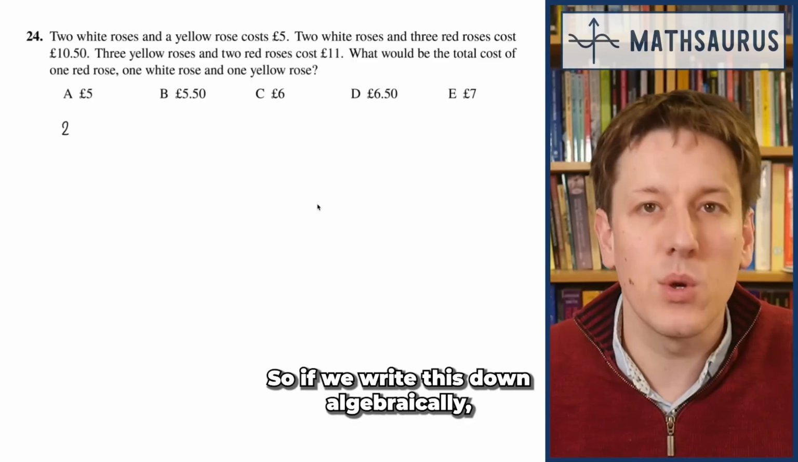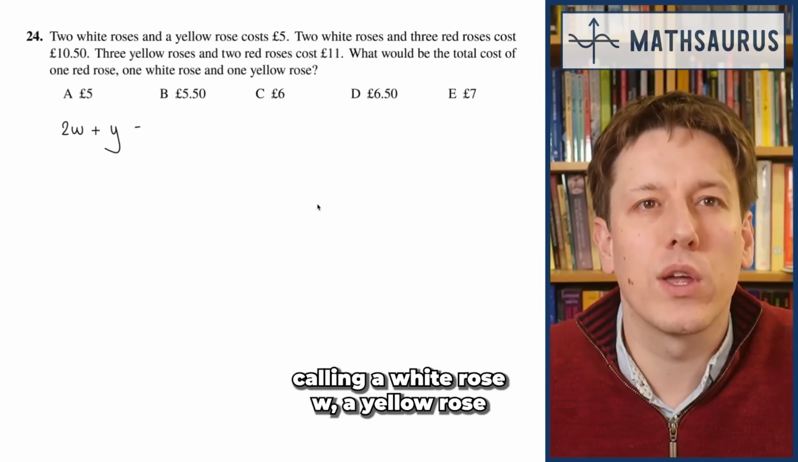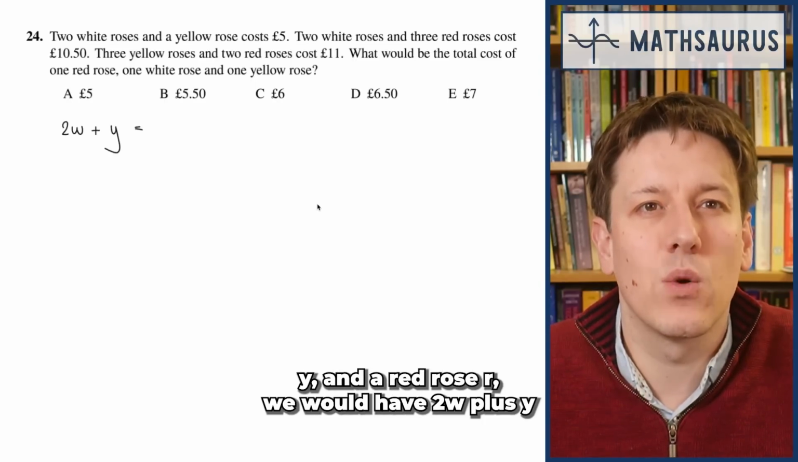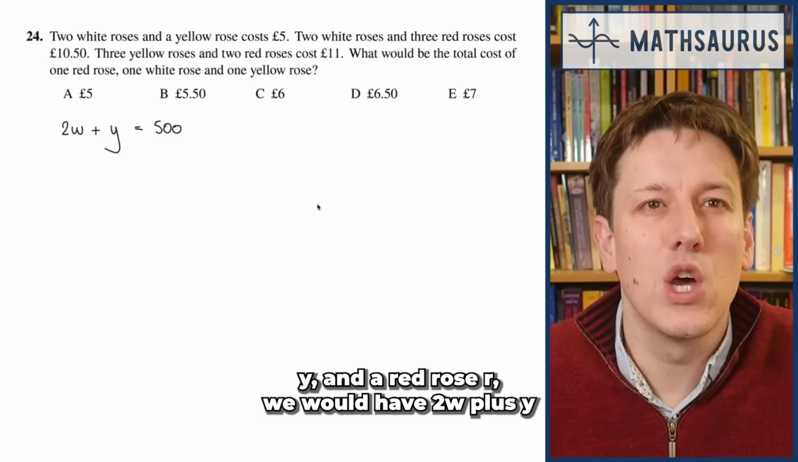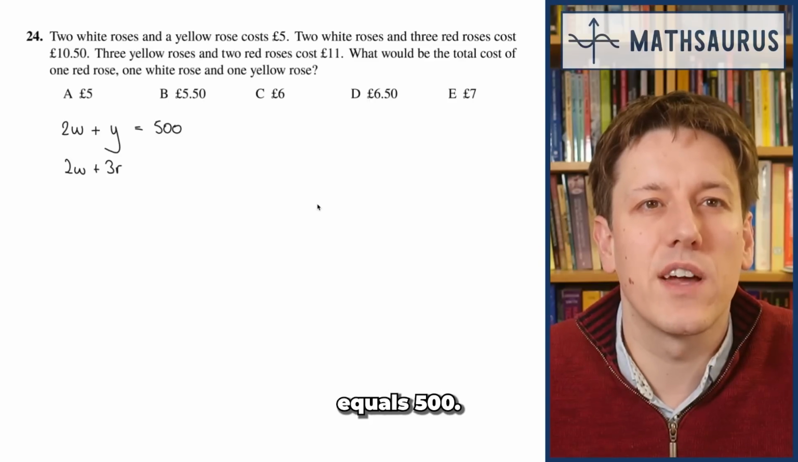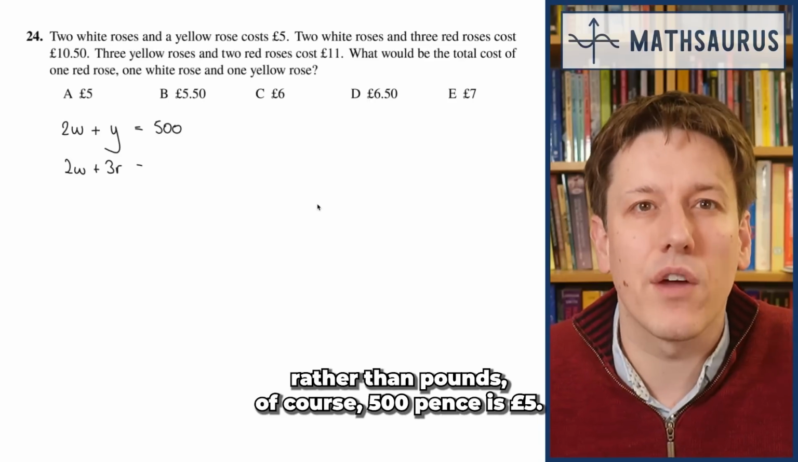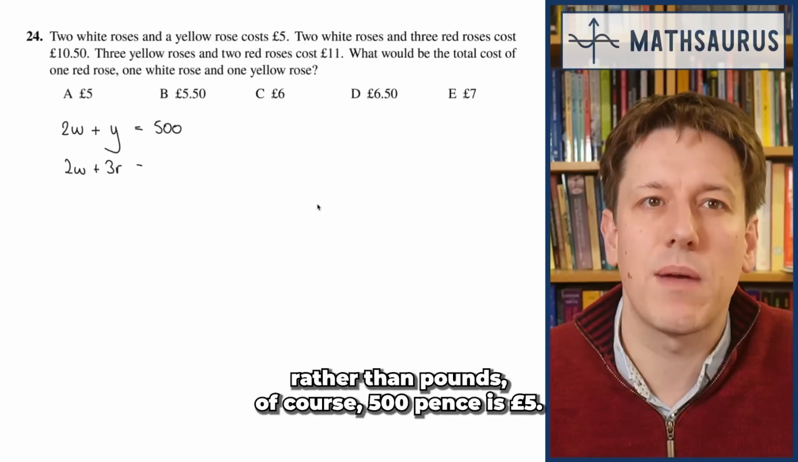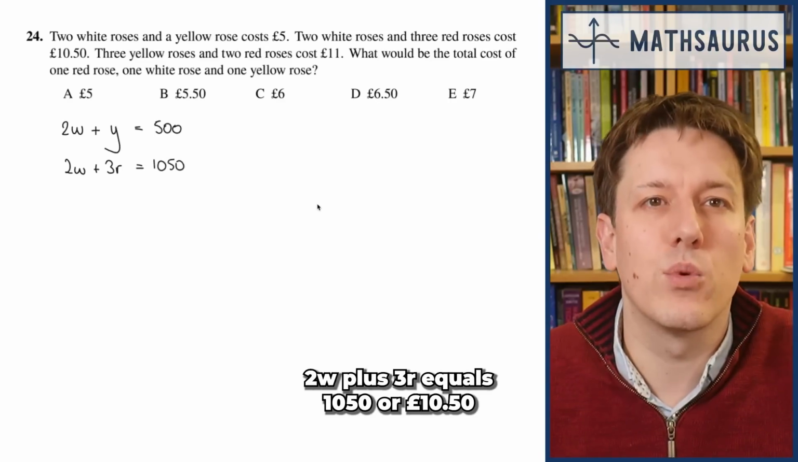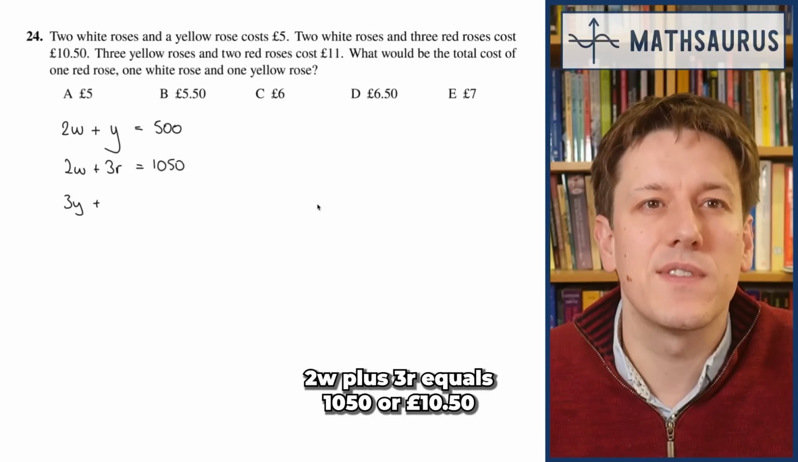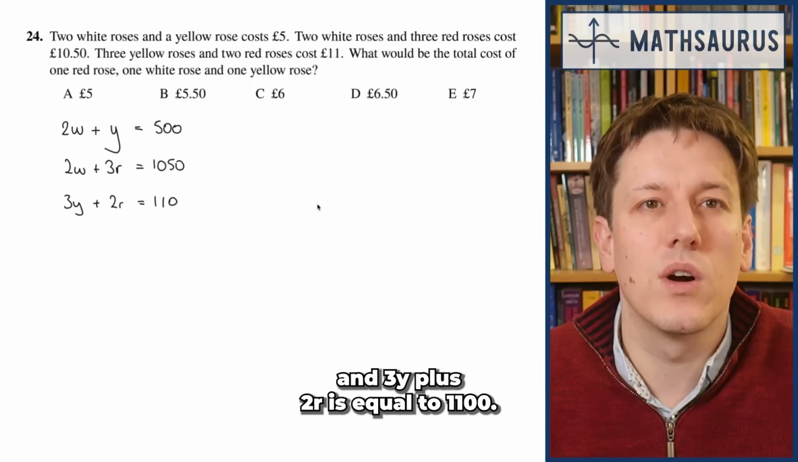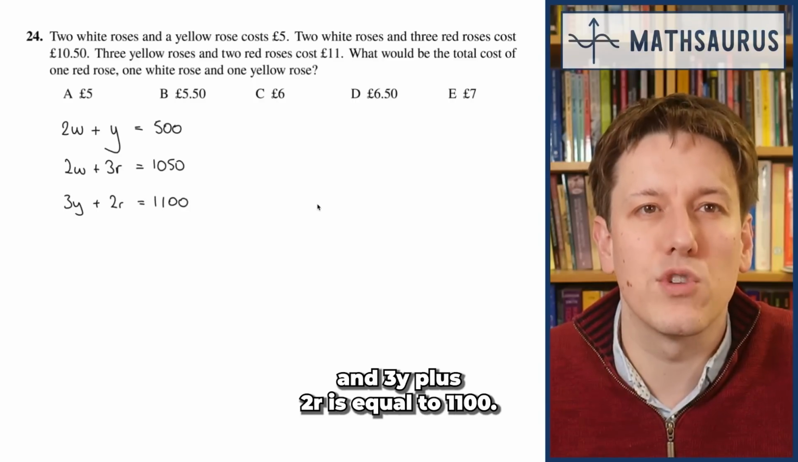So if we write this down algebraically, calling a white rose W, a yellow rose Y and a red rose R, we would have 2W plus Y equals 500, where I'm working in pence here rather than pounds, of course. 500 pence is £5. 2W plus 3R equals 1,050, or £10.50, and 3Y plus 2R is equal to 1,100.